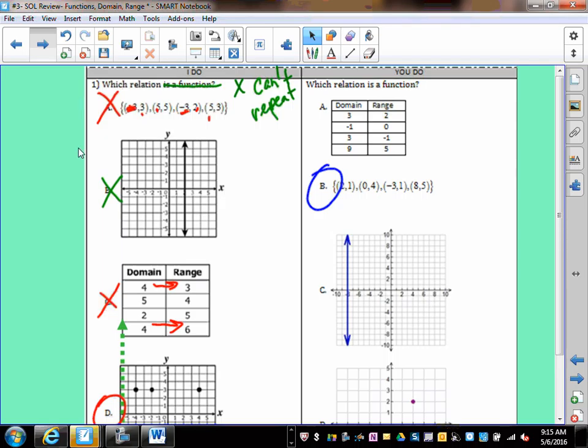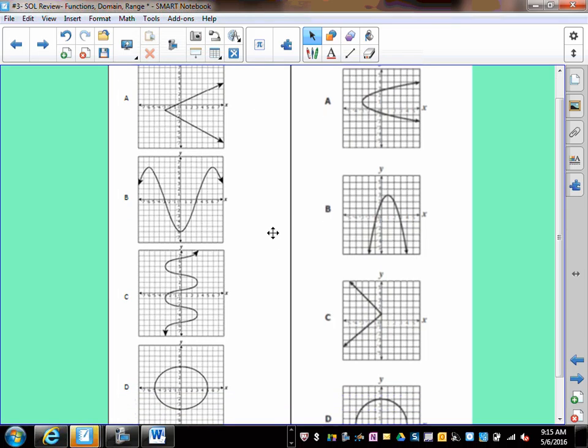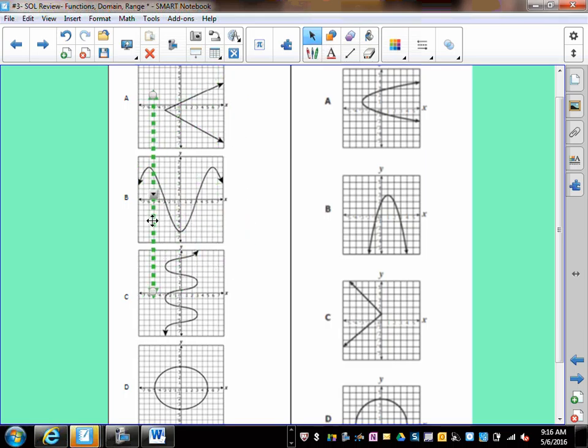Okay, let's move on to the next part. And I apologize, the computer's going to go a little bit slower now. Alright, so using our vertical line test, which of the following graphs appear to be a function? Left side, which one is a function? I would agree. B. Let me see if I can fix this here. If I take this and move it along B, it's the only one that doesn't hit it twice. Good.